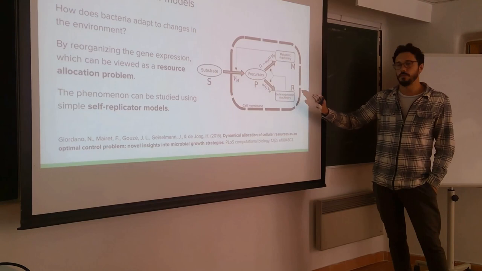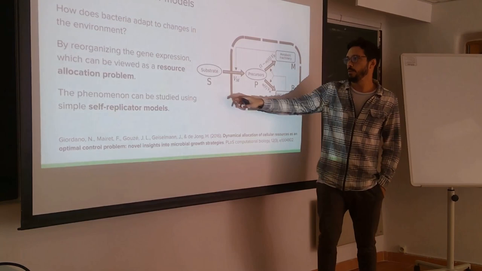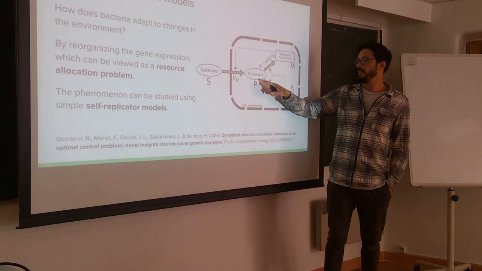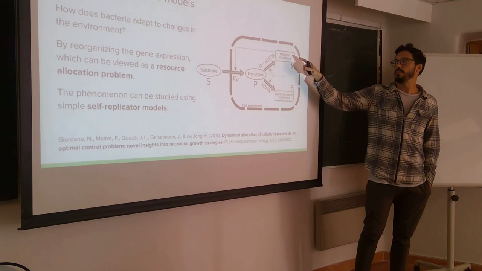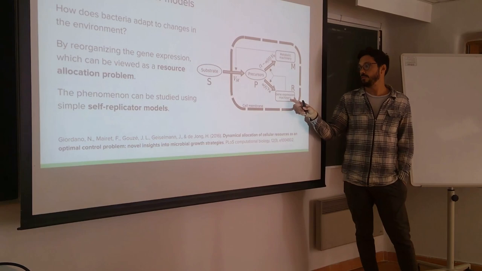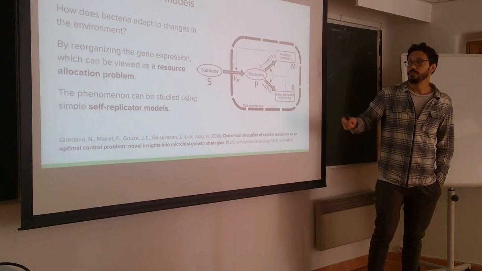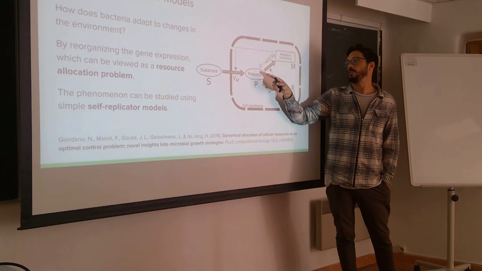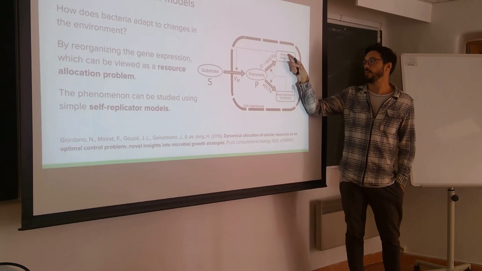The idea is that we have a bacteria that will eat substrate, will transform it into a precursor, and then the bacteria will have the choice of either producing proteins from the metabolic machinery, which would be, for example, enzymes, or producing proteins from the gene expression machinery, which would be ribosomes, for example. What we know in bacteria is that enzymes catalyze the absorption of substrate and the production of precursors, while the ribosomes would catalyze the production of the proteins itself.